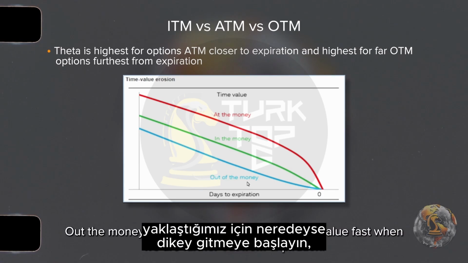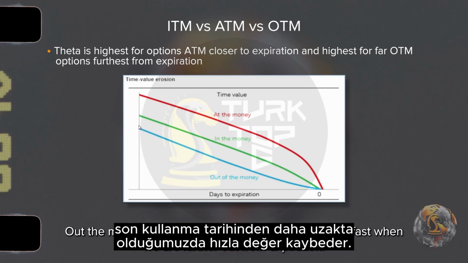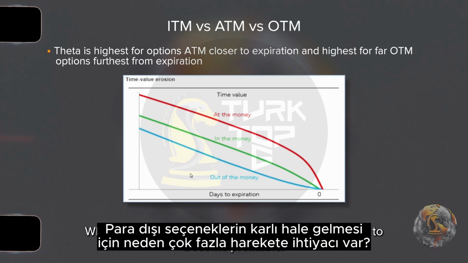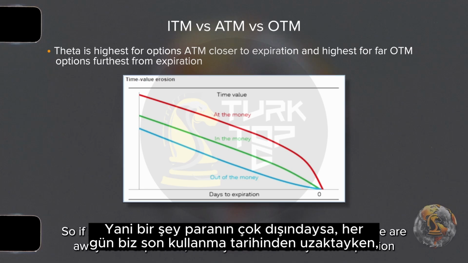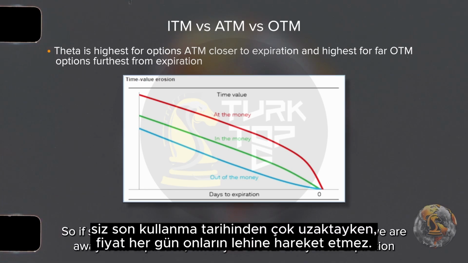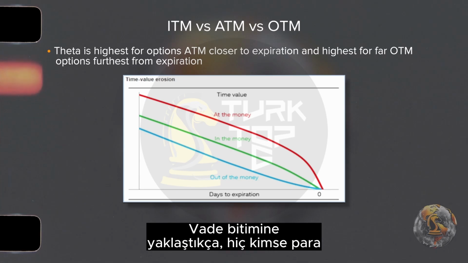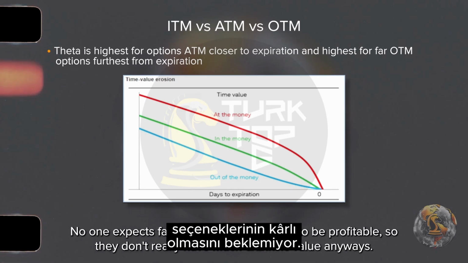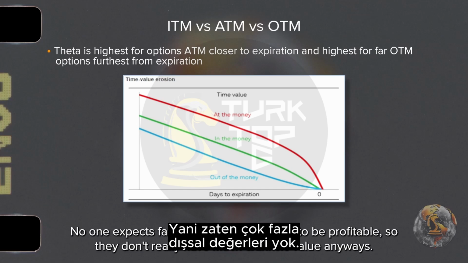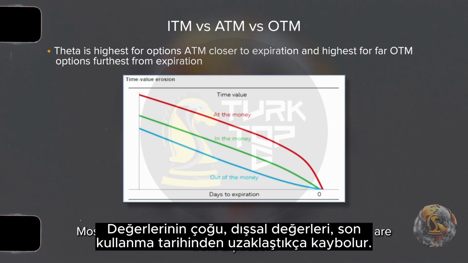Out the money options, on the other hand, lose value fast when we are farther out from expiration. Why? Out the money options need a lot of movement to become profitable. So if something is far out the money, each day when you're far away from expiration, each day the price doesn't move in their favor, they will lose more of their value. As we get closer and closer to expiration, no one expects far out the money options to be profitable, so they don't really have much extrinsic value anyways. Most of their extrinsic value is lost the farther we are from expiration.